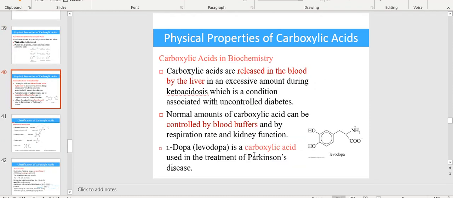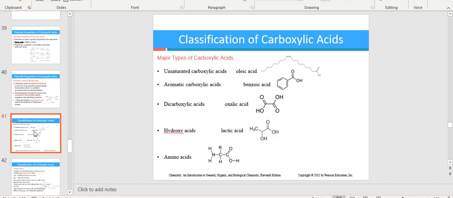What do we got here? Carboxylic acids are released in the blood by the liver in an excessive amount during ketoacidosis, which is a condition associated with uncontrolled diabetes. Good words there. Hopefully they've showed up in your bio class. Normal amounts of carboxylic acid can be controlled by blood buffers. Not too worried about any of that.